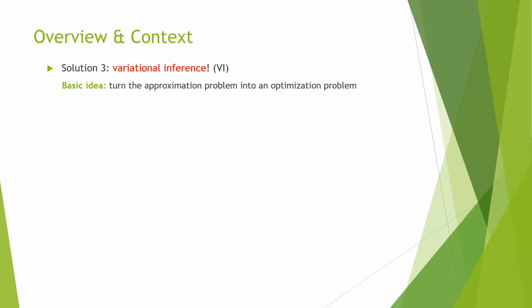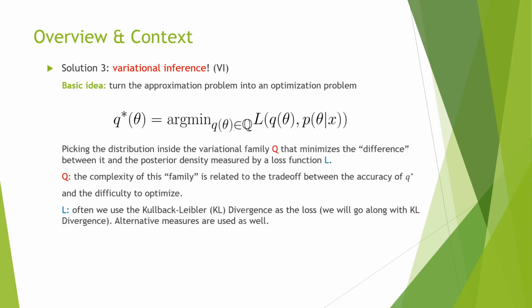So now it's time. Variational inference is actually the third solution to this problem. Its basic idea in a sentence is to turn the approximation problem into an optimization problem. So this is the optimization setup. Basically, the idea is to pick the distribution inside the variational family Q that minimizes the difference between this proposed model and the posterior density, measured by a loss function L.